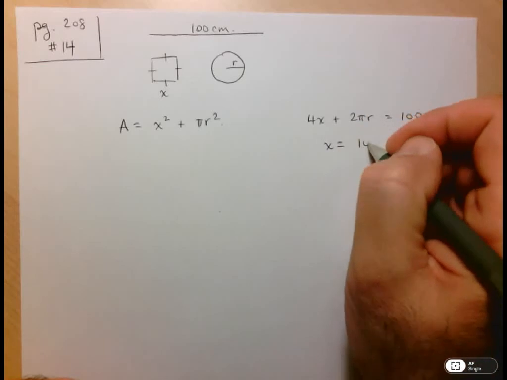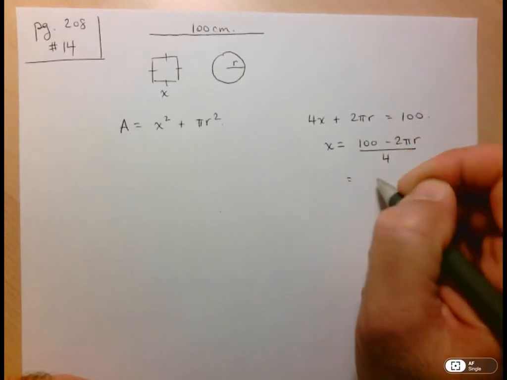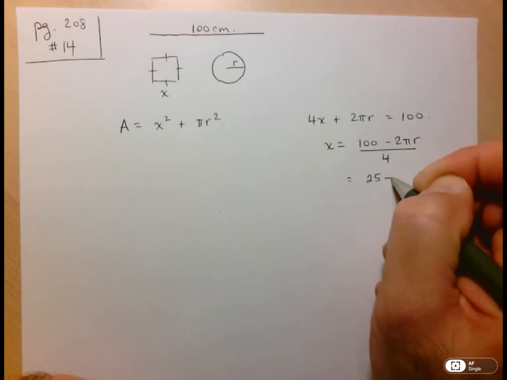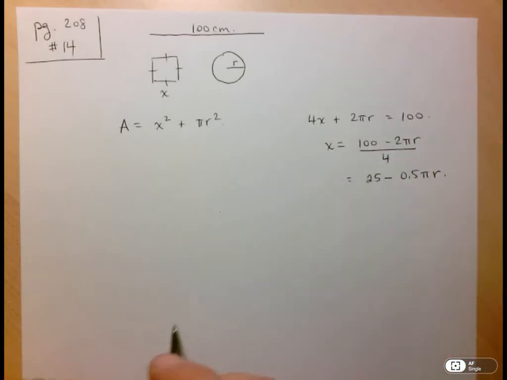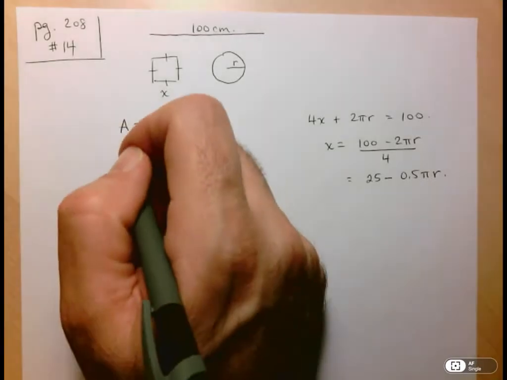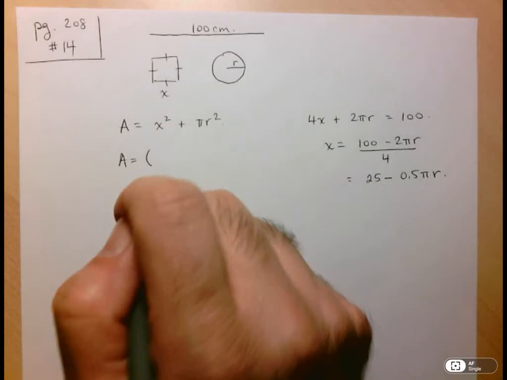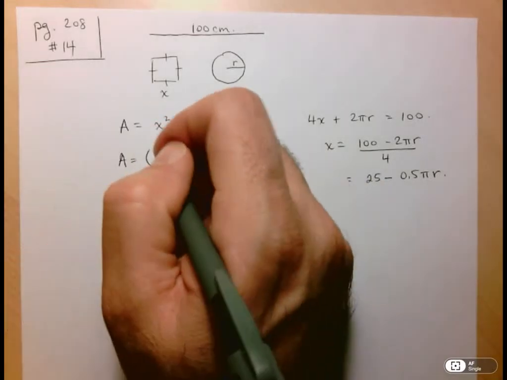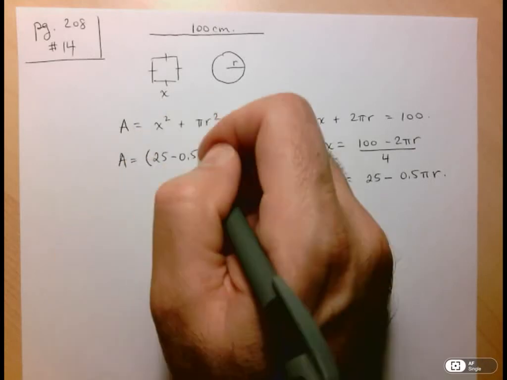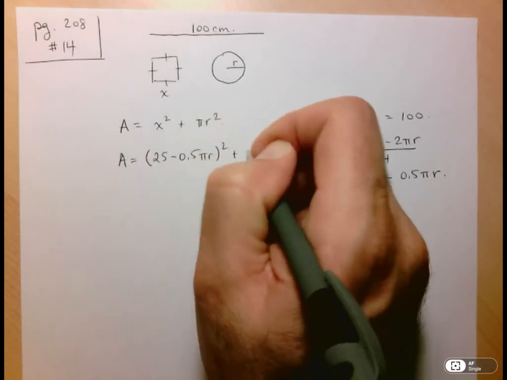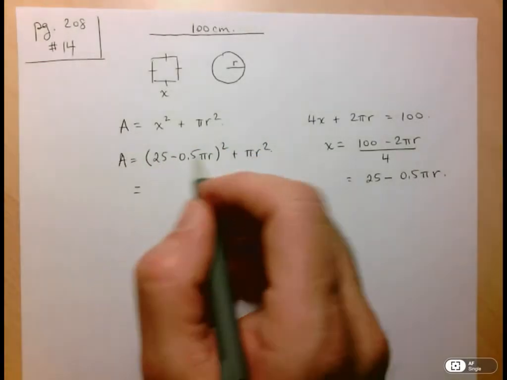So we've got 100 minus 2 pi r divided by 4, and this is 25 minus 0.5 pi r. Now I'm going to input this into my equation. The area is given by x squared, which now I'm going to replace with this expression: 25 minus 0.5 pi r, squared, plus pi r squared. Here, let's expand this.